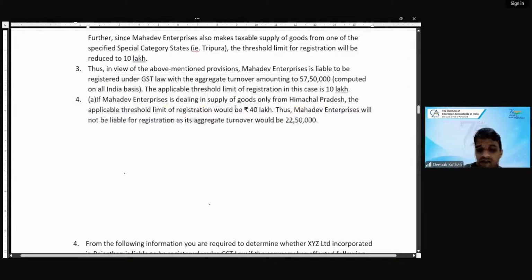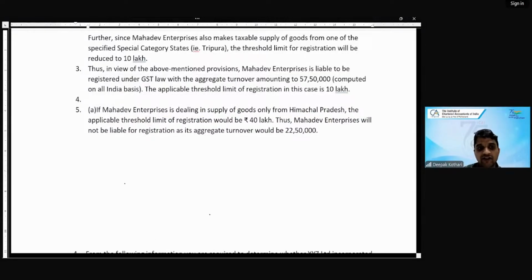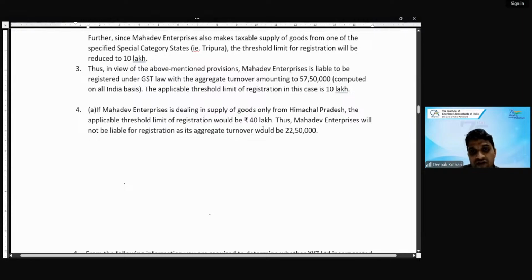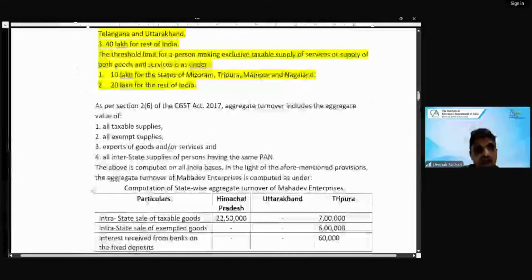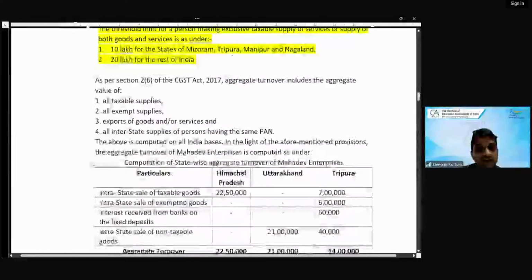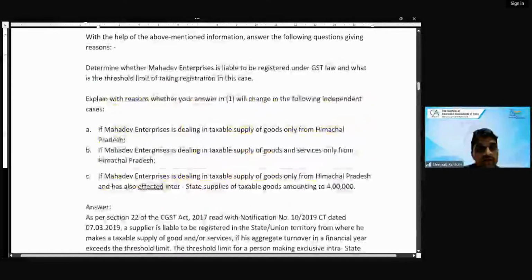If Mahadev Enterprises is dealing in supply of goods only from Himachal Pradesh, the applicable threshold limit for registration will be 40 lakhs. Correct? Because we understood कि सिर्फ त्रिपुरा ही special category state है, Himachal Pradesh is not. So the limit is 40 lakhs. So Mahadev Enterprises will not be liable for registration if his aggregate turnover is 22 lakh 50,000. Right? फिर कहाँ गया question? Question number B. If Mahadev Enterprises is dealing in taxable supply of goods and services only from Himachal Pradesh.